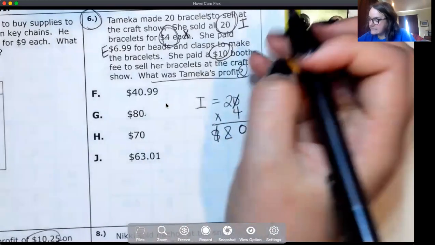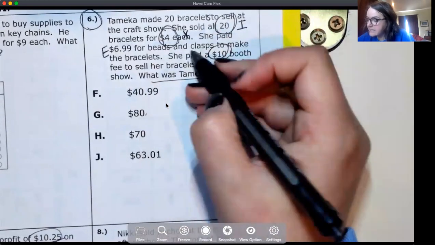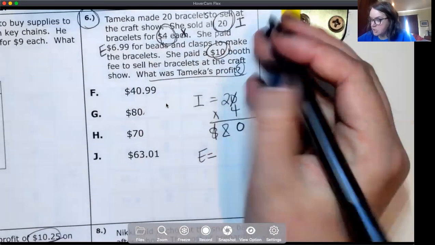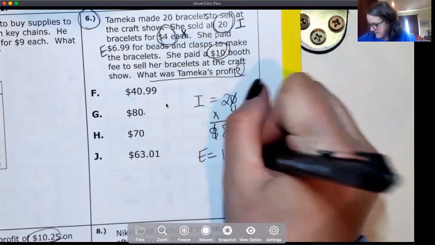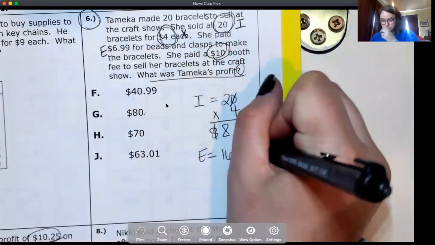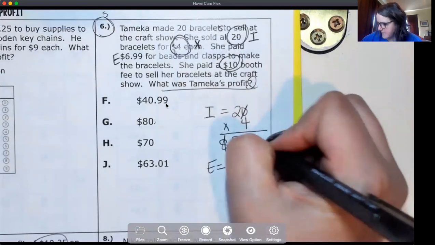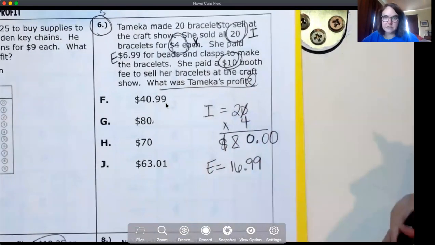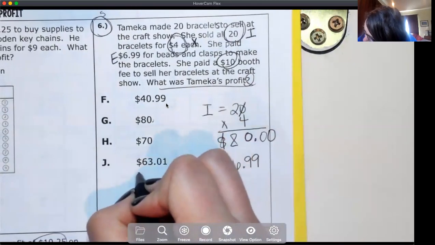So she paid $6.99 for the beads and the clasps to make the bracelets, along with a $10 booth fee. So $10 plus $6.99 would be $16.99. Going back to our formula, now we subtract. We've got to make sure that we line up these decimal points though. $80.00 will help us line those up.